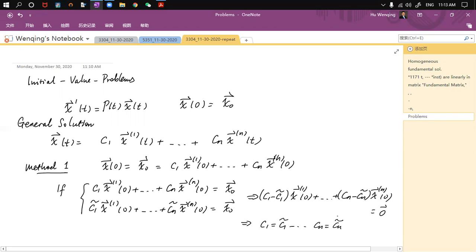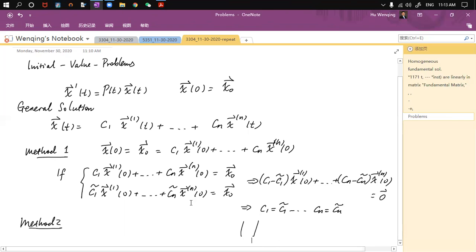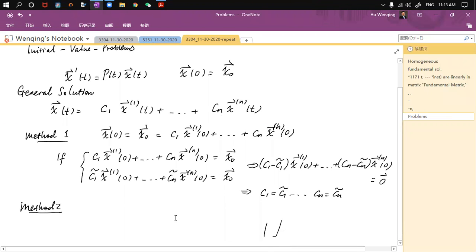Is that good for everybody? Okay. So that's going to give you the solution, C1 up to Cn, from this linear combination. But how are you going to find C1 to Cn? Well, to find C1 to Cn, you're going to use method 2, which means you're going to treat everything as a system of linear equations.